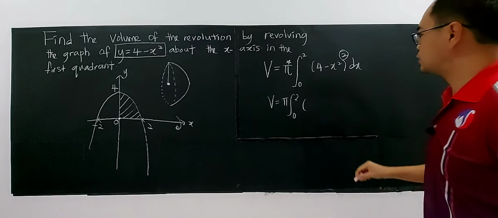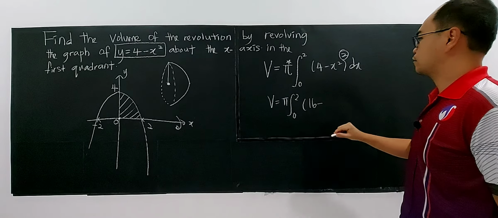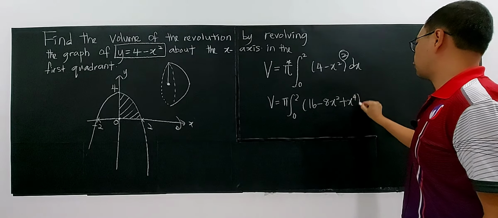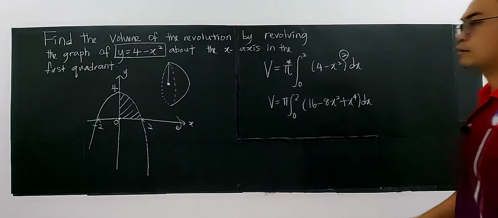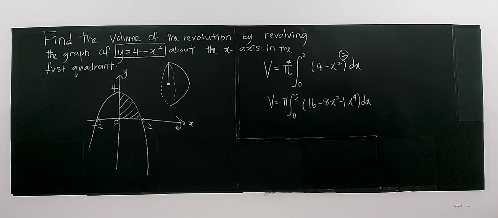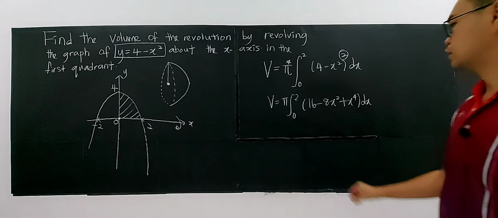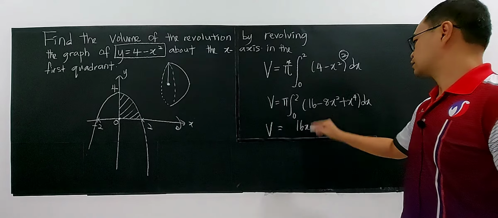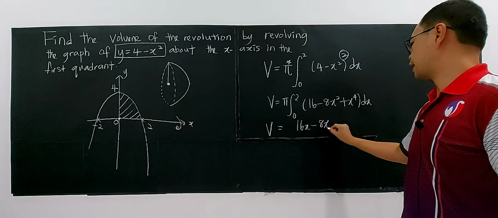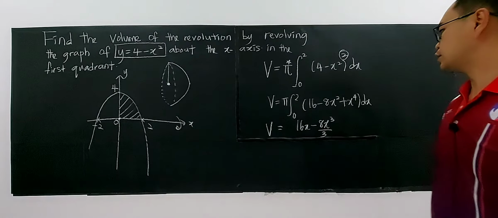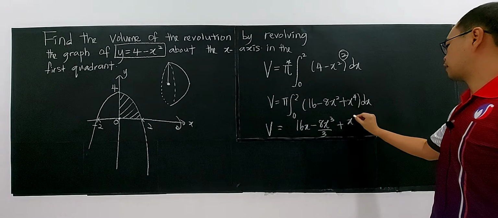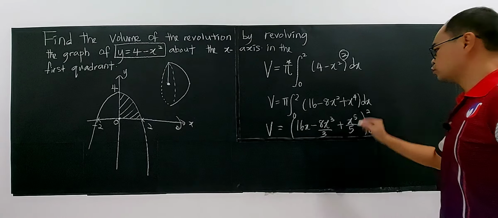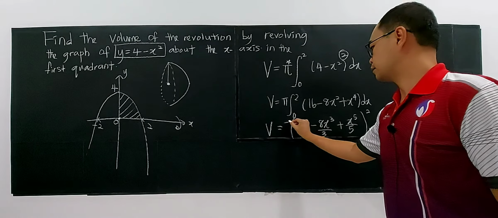So you have to expand first. You have 16, 2 times 4 is 8, x to the power of 2, plus x to the power 4 dx. 16 minus 8x squared plus x to the power 4. Then integrate, we have 16x minus 8x cubed divided by 3 plus x to the power 5 divided by 5, from 0 up to 2. There is a pi here.